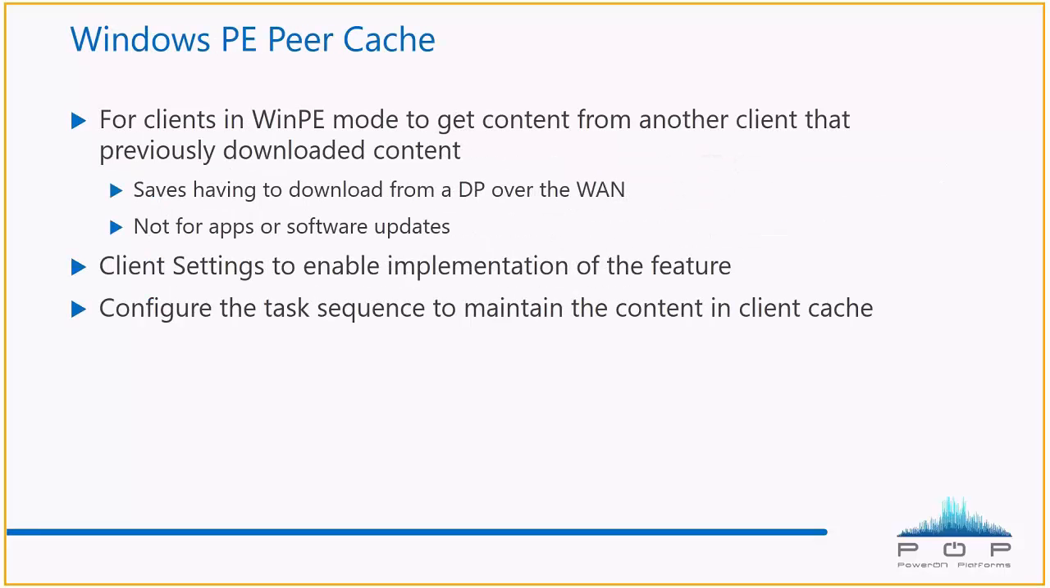I mentioned Windows PE cache earlier, so this is that idea of leveraging the BranchCache features, but within that pre-boot environment when we're doing operating systems. So rather than having to go back across the WAN to a full distribution point, or even having to place distribution points out on remote sites, it will now look for that content across devices that are in the full operating system with a Config Manager agent to actually get that from the local subnet.